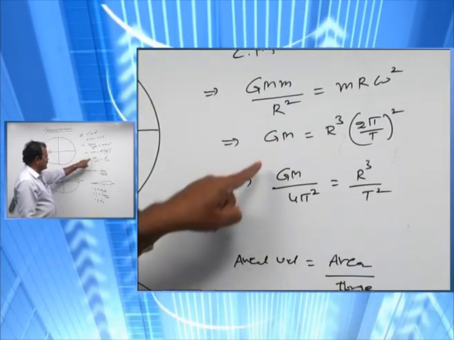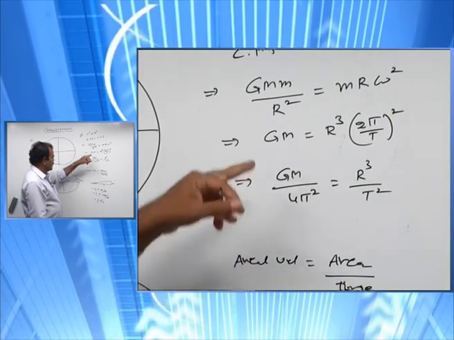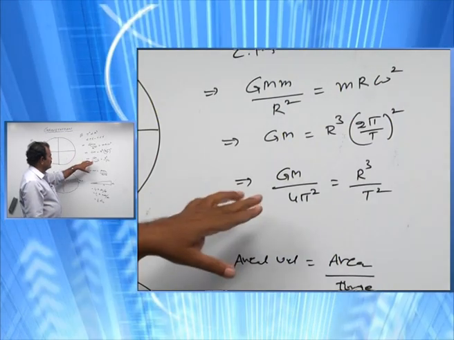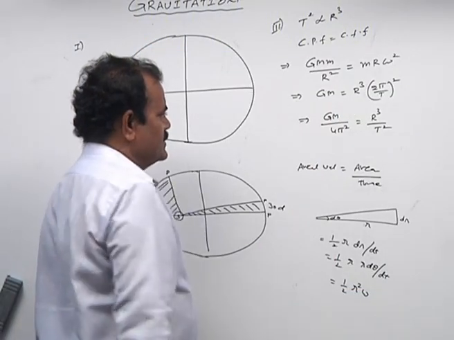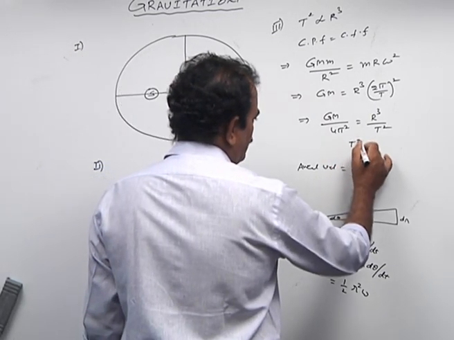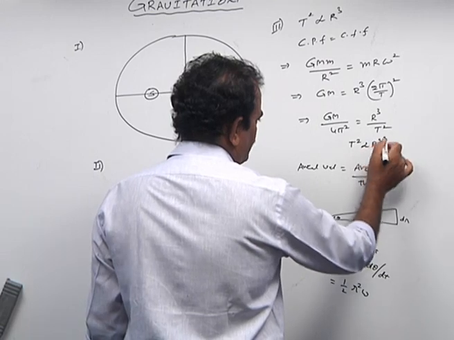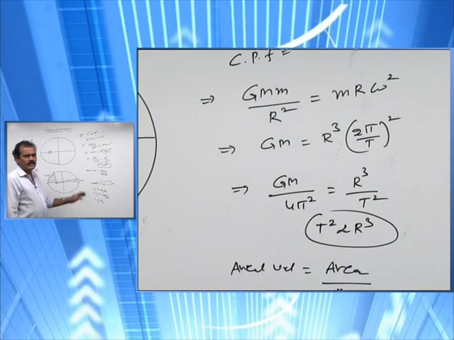This value is constant because capital G is constant everywhere, and the mass of the planet is also, not the planet, it is the sun, so it is also constant. So that's why T square is proportional to r cube. Now these are Kepler's three laws.